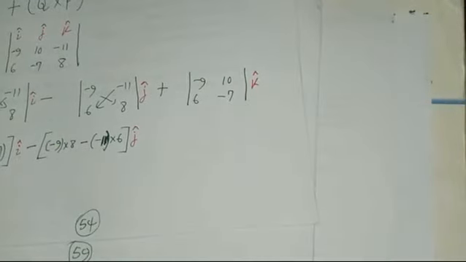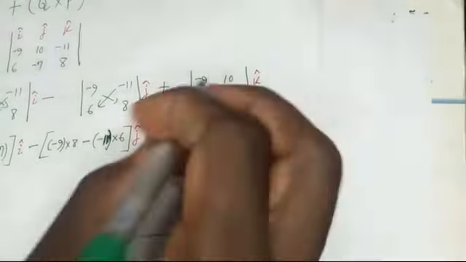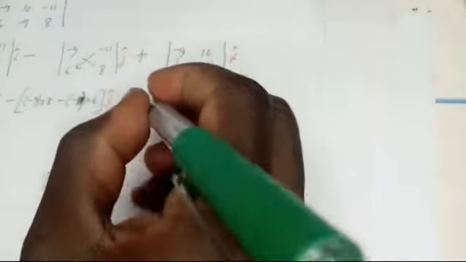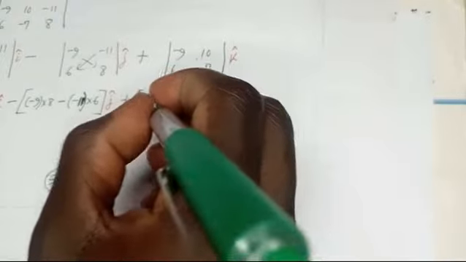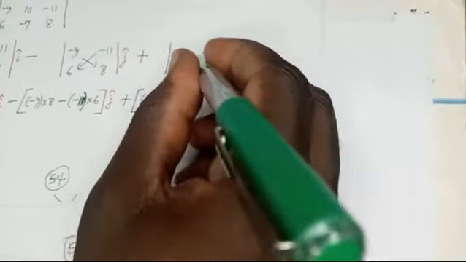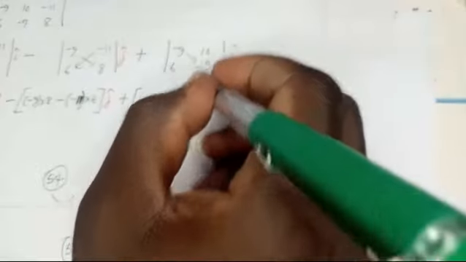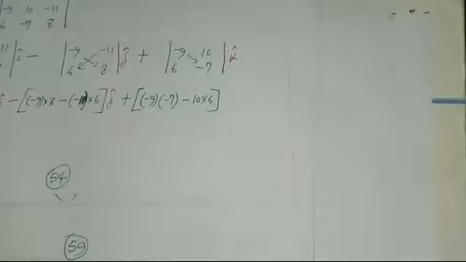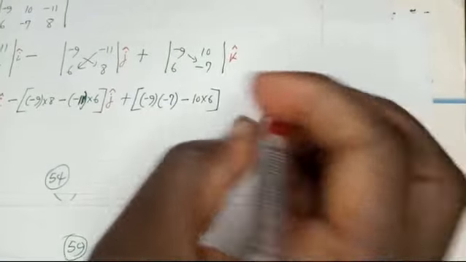Then plus, I open bracket again, I have minus 9 multiplied by minus 7. Okay, this times this, then minus 10 times 6. And this is for my K cap.